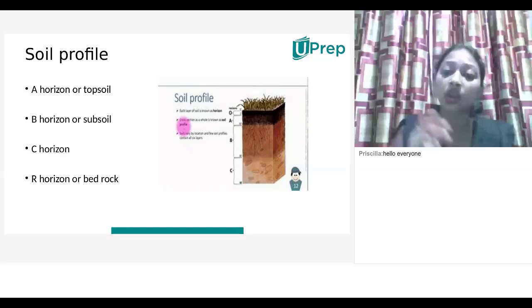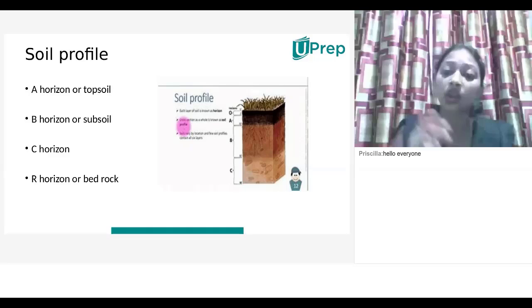So how did you understand about the soil profile? Any doubts? I'll go slowly. If our chapter is not completed, we'll complete it by tomorrow, but very limited concepts are there, so I want to complete it today. Once we'll recapitulate the concept, right? So this is about the soil profile.